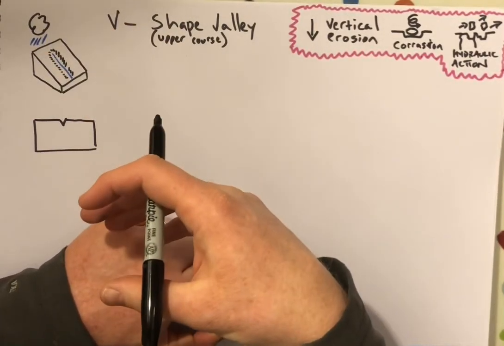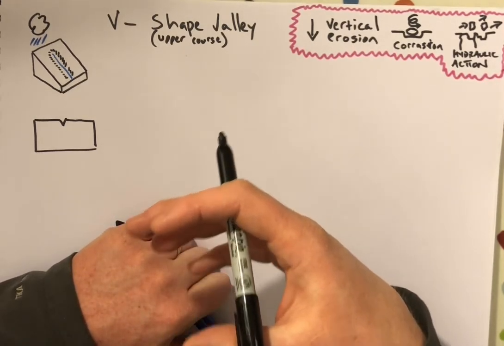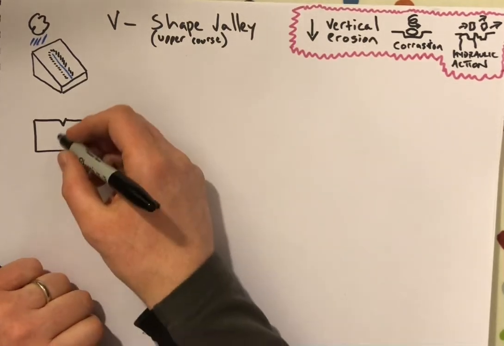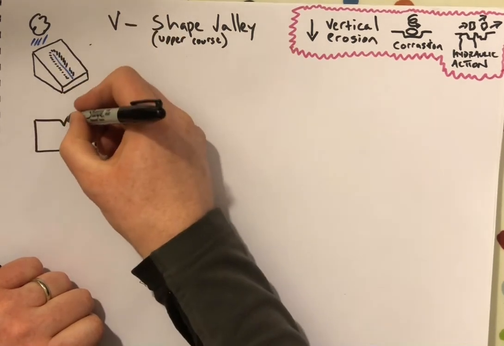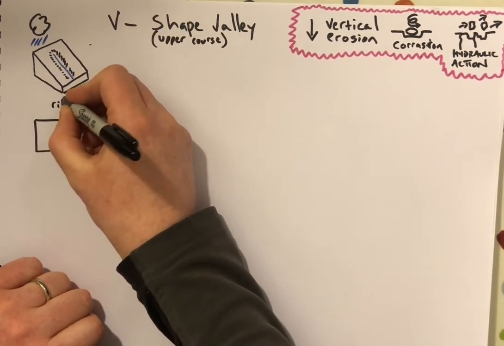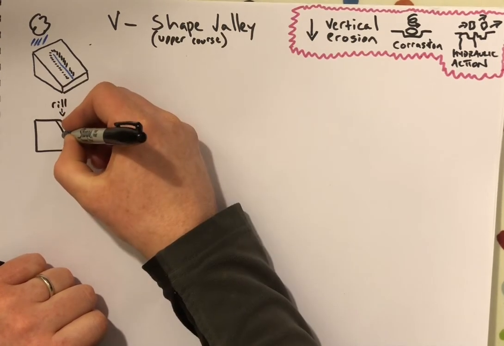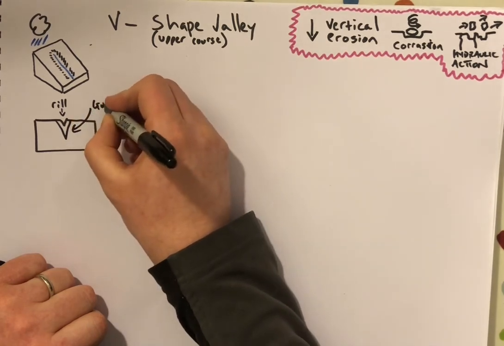Over time, what happens is that rills will widen and deepen to form gullies. Now, this is done by a process of what's called corrosion. So what we have, if we cut through the valley, is we've got our little tiny rill, and over time our rill will develop to form into a deeper gully.